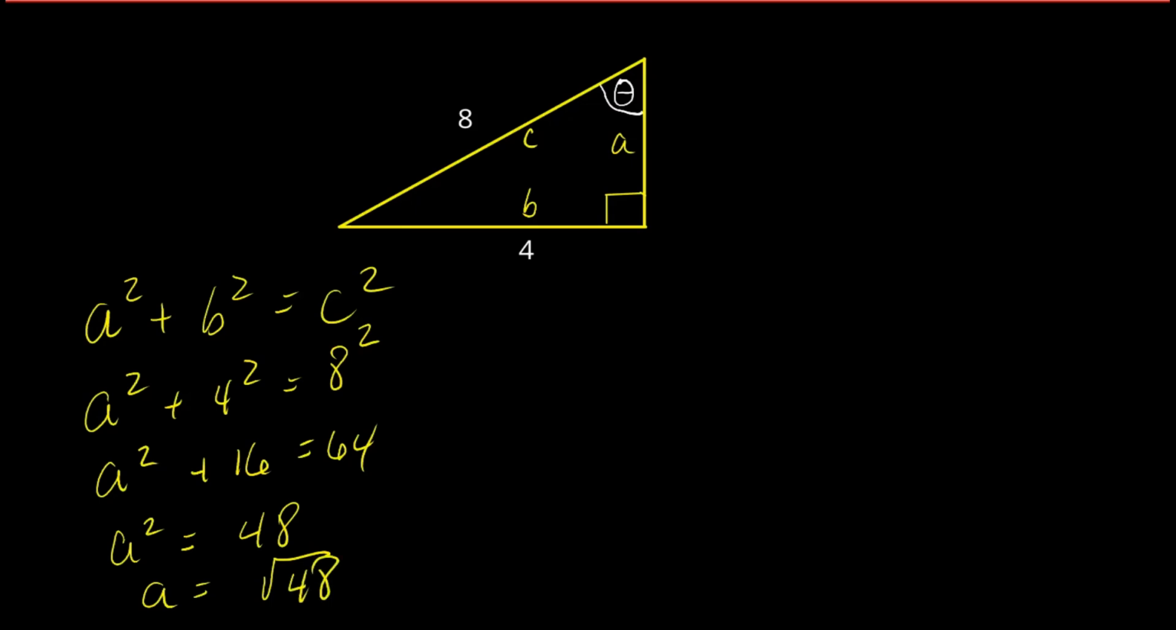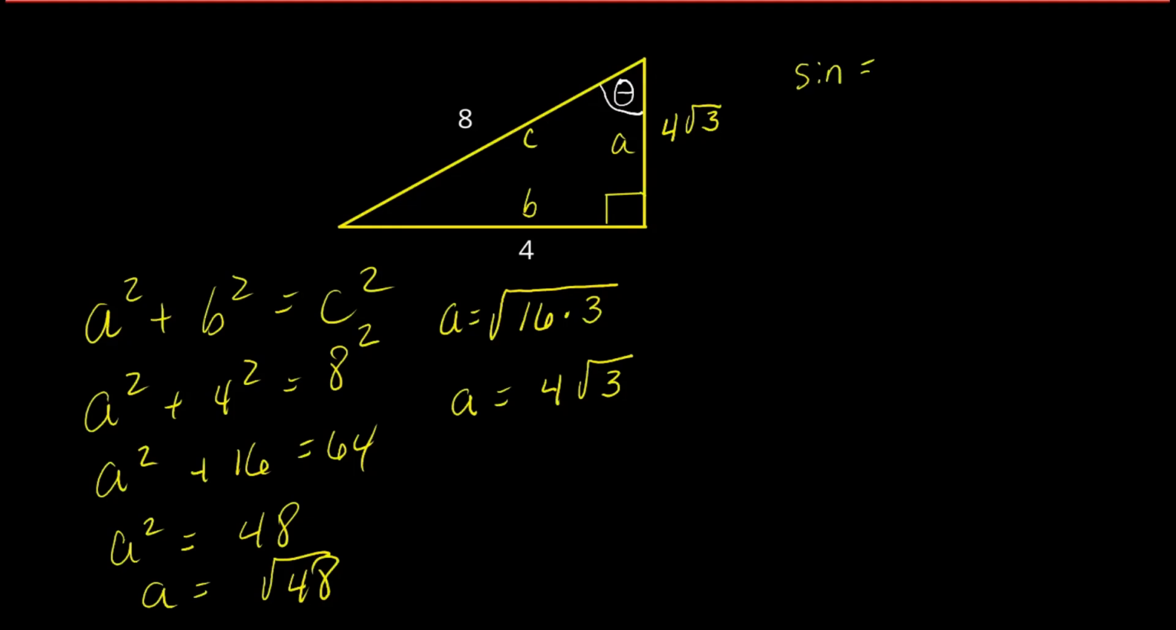Note now that the square root of 48 isn't in standard form. So I need to look and see if I can correct this. I know that 48 is equal to 16 times 3. So a will equal 4 square root of 3. So now I know all three sides, and now we can solve for sine, cosine, and tangent.